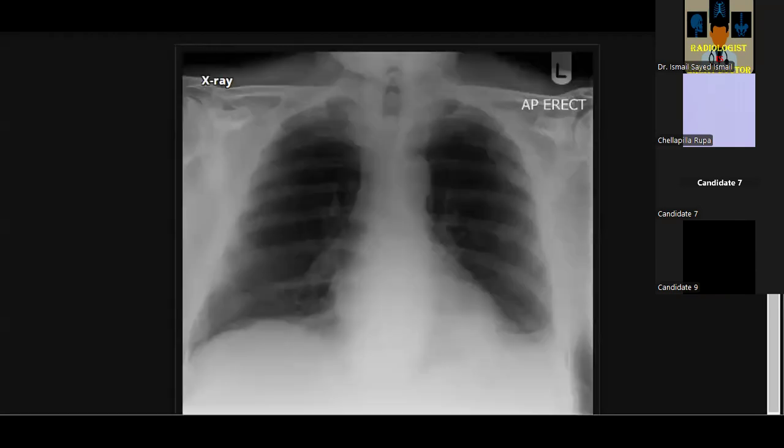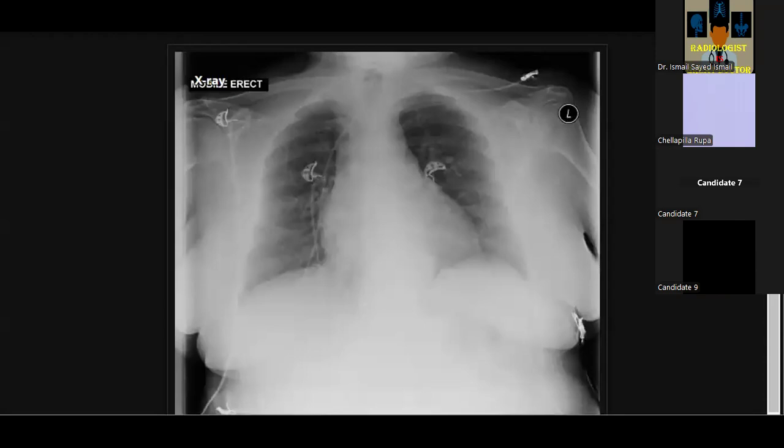What about this one? I don't want just the diagnosis, I want a full description. How to reach the diagnosis.